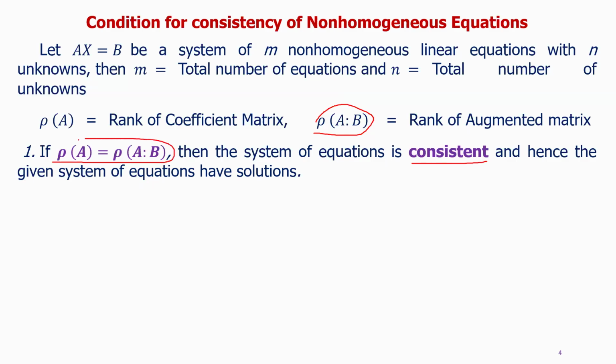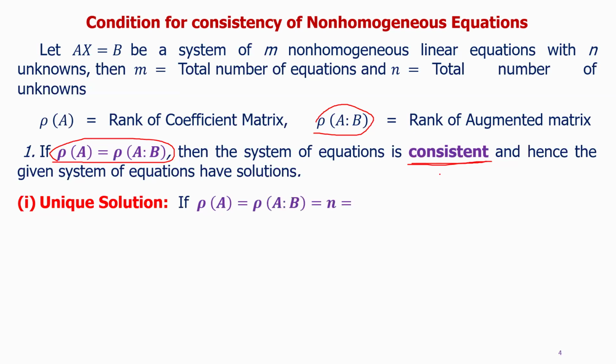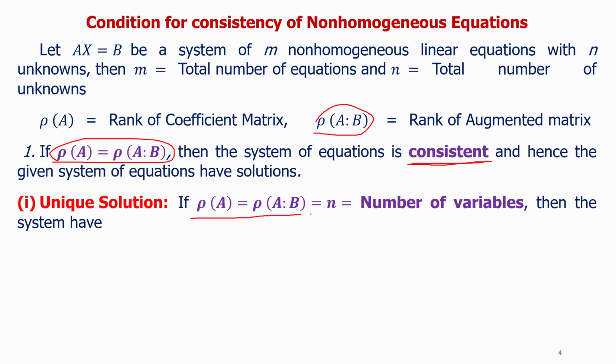If the rank of A is equal to the rank of the augmented matrix, then the system is called consistent and it has some solutions. So now we get two kinds of solutions. The first is called a unique solution, or only one solution. If the rank of A, which is equal to the rank of the augmented matrix, is equal to the number of variables, then the system has a unique solution.